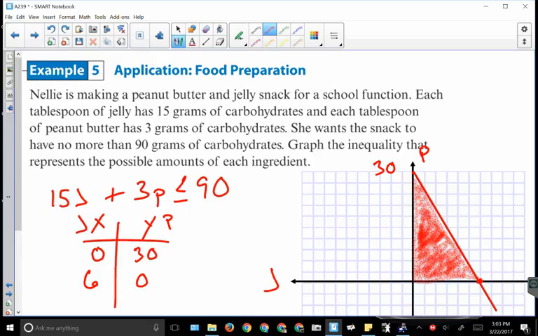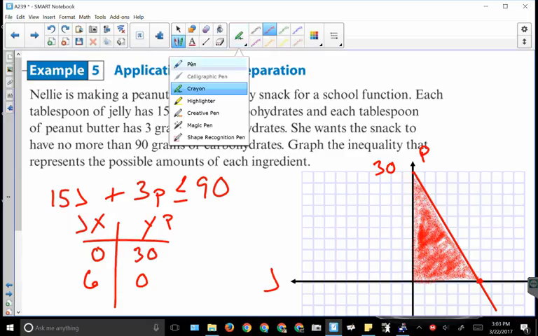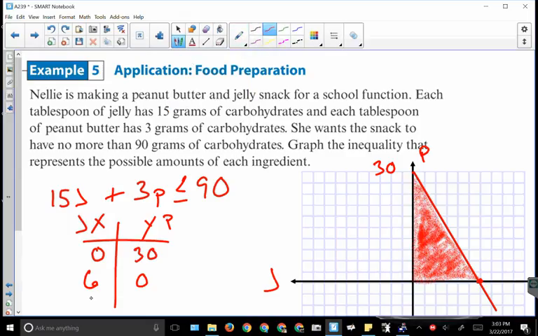So if I wanted to, could I have 3 tablespoons of jelly and 4 tablespoons of peanut butter? Would that work? Well, what's 3 times 15? That'd be 45. So like I said, if I wanted 3 of the jelly and 4 of the peanut butter, well, 3 times that is going to be 45. 4 times that is going to be 12. So at 45 comma 12, will this work?